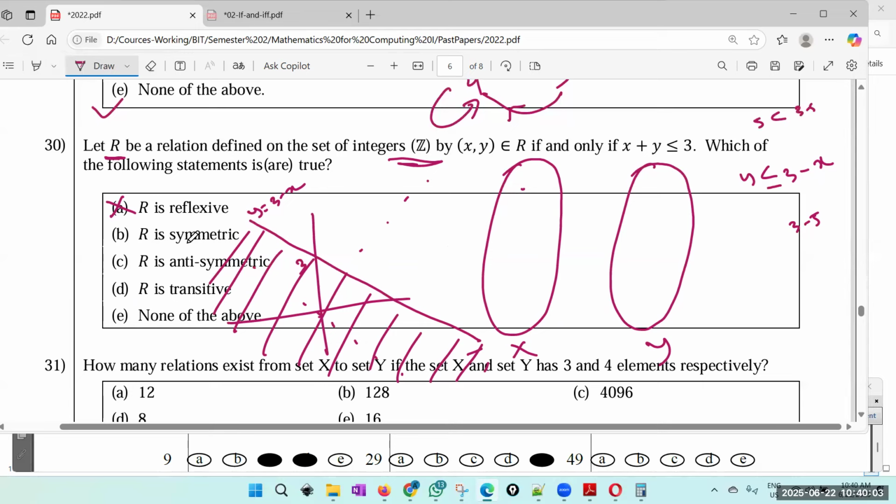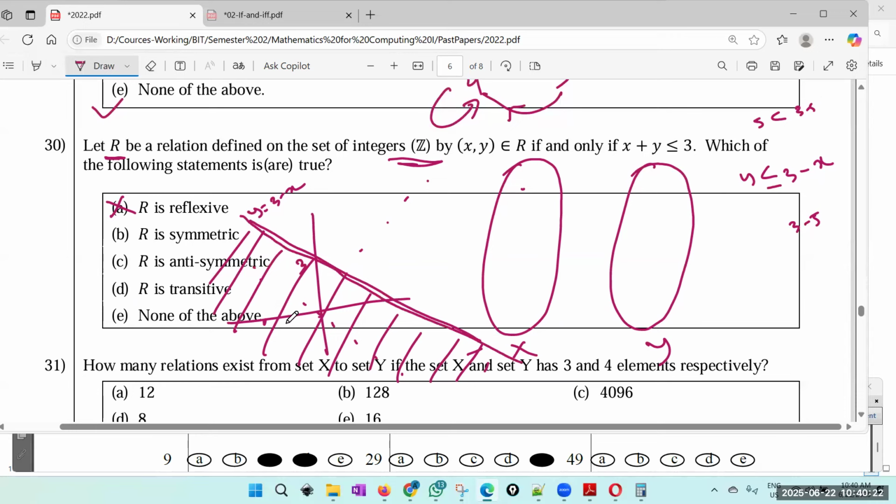Symmetric means if this maps to something, say 2 is mapped to 3, then 3 must map to 2. I don't think this is symmetric, by the look of it, because these are the possible values.